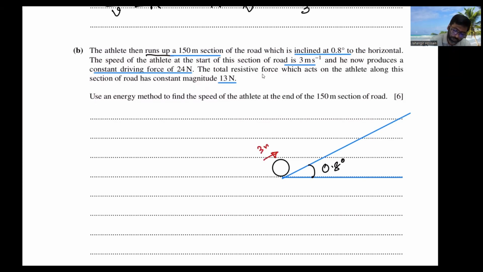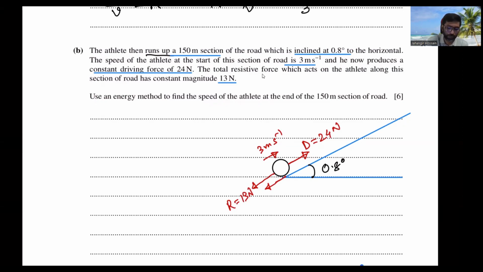Meter per second, moving with constant driving force. Constant driving force is 24 Newton, and there is constant resistance 13 Newton. And since it is moving along an inclined road, there will be a component of weight against the motion, which is mg sin alpha.